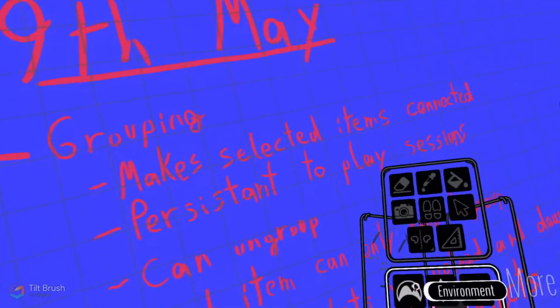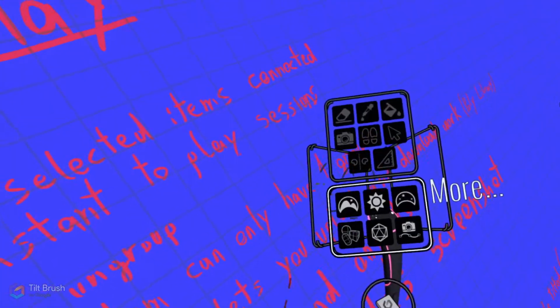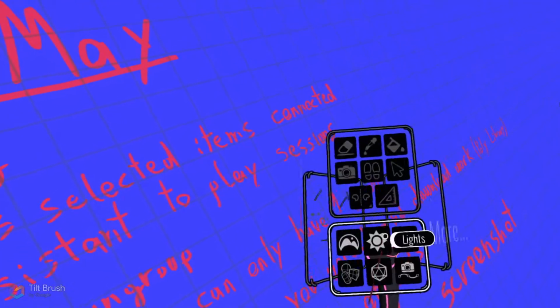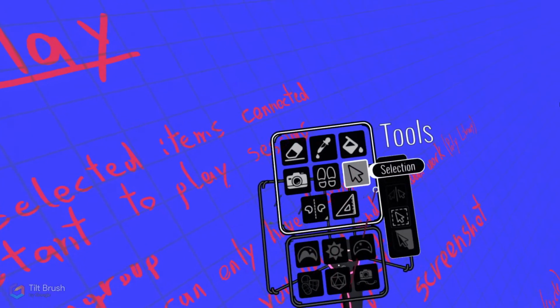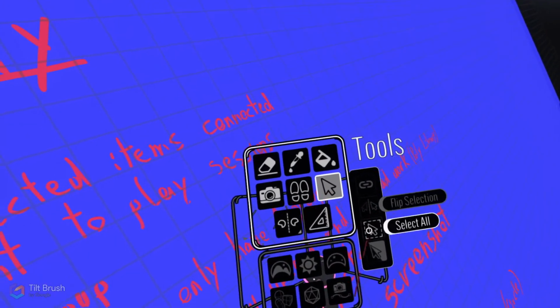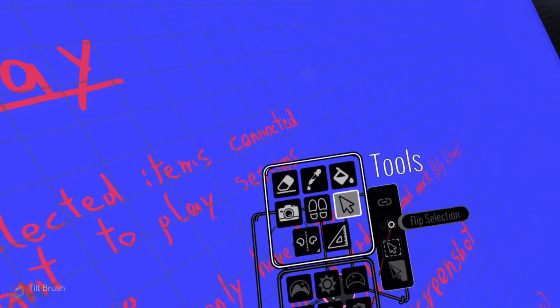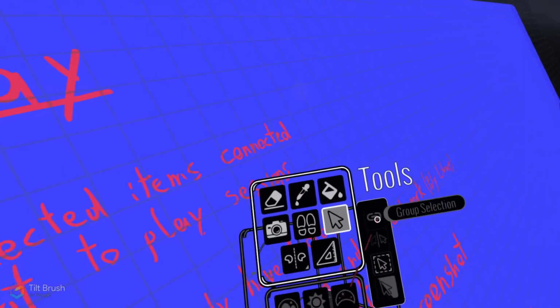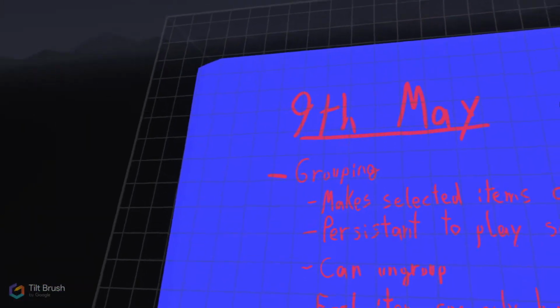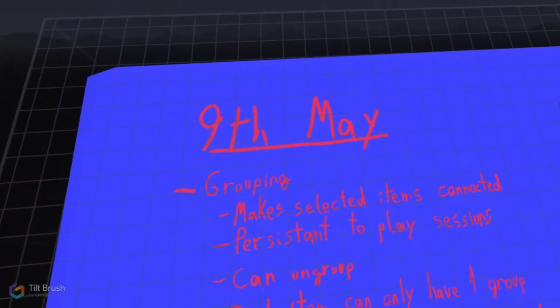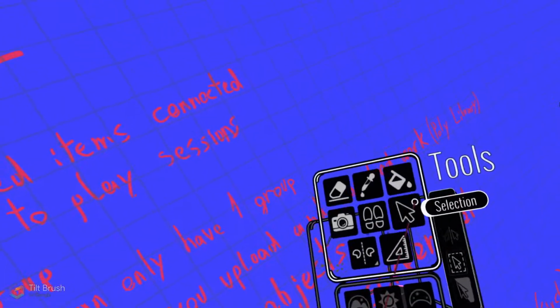So first of all, grouping. Grouping is a feature which we saw at the end of last time, which I didn't talk about yet. We talked about the 3 selection tools, and then the fourth one was group selection, and we never talked about that. So basically, group selection makes selected items connected.